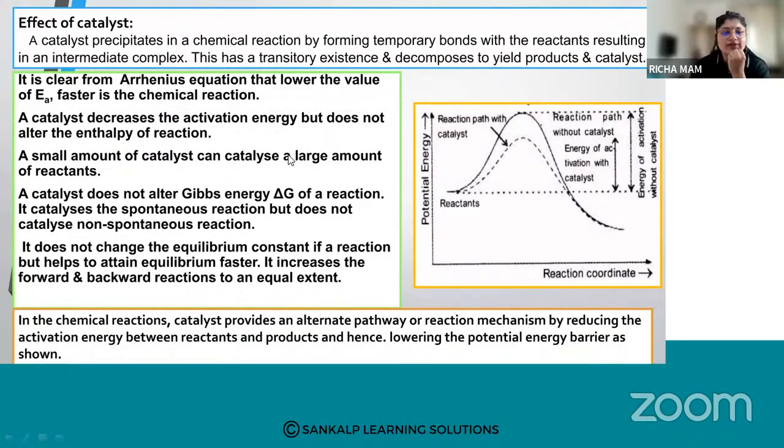Okay, so what it will do, it will just alter the rate of reaction. It will just increase or decrease it. So this is the role of your catalyst. What the catalyst will do, it will precipitate in a chemical reaction.